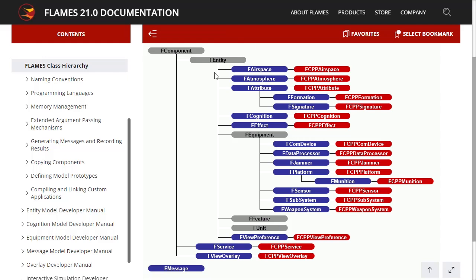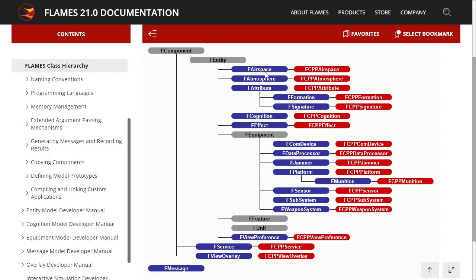There's another type of model that's a subclass of entity. It's a view preference model, and you'll learn more about that in the other course that talks about writing view overlays. So this provides a user interface for specifying parameters that control what gets displayed in a view overlay. But it's also a subclass of entity.